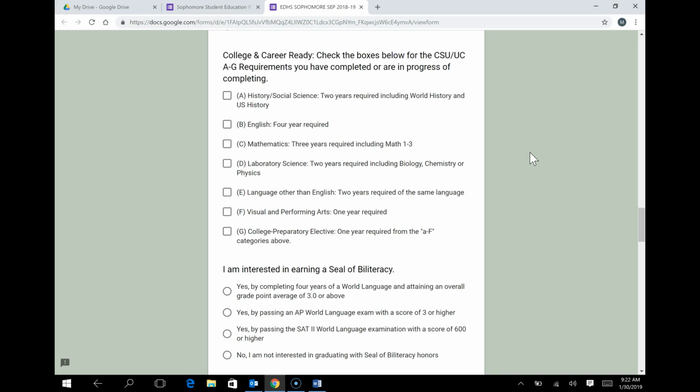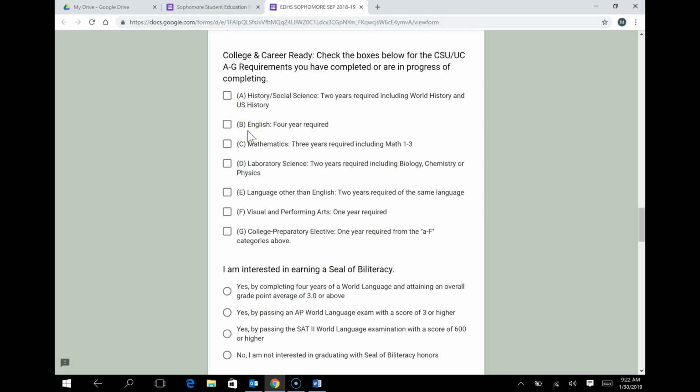So A is representing the social sciences, and you need to complete 2 years. So at this point, you would have completed world history. Some of you maybe completed it in summer school, and some of you completed the first semester so far. If you fall in that category, you can go ahead and check A.